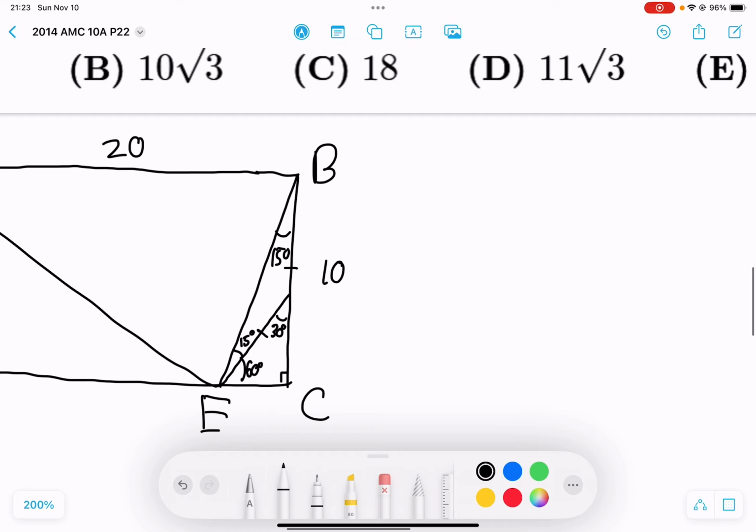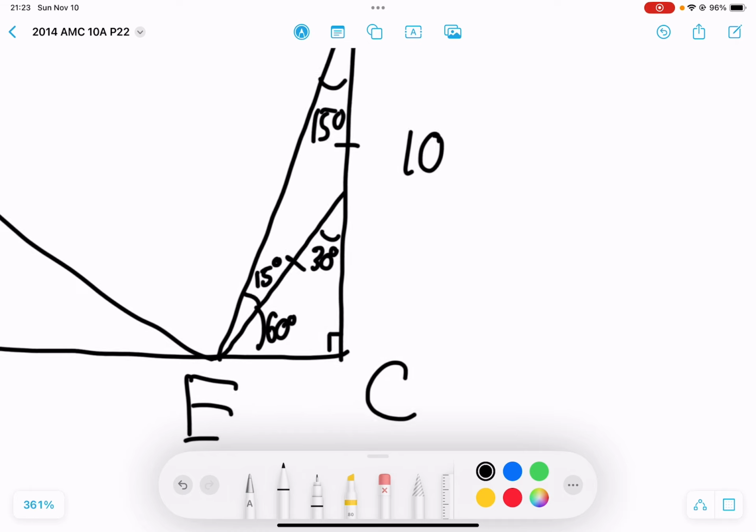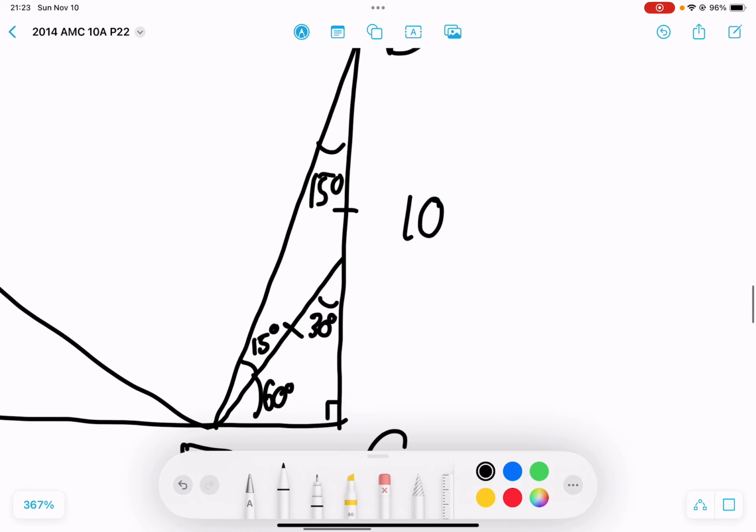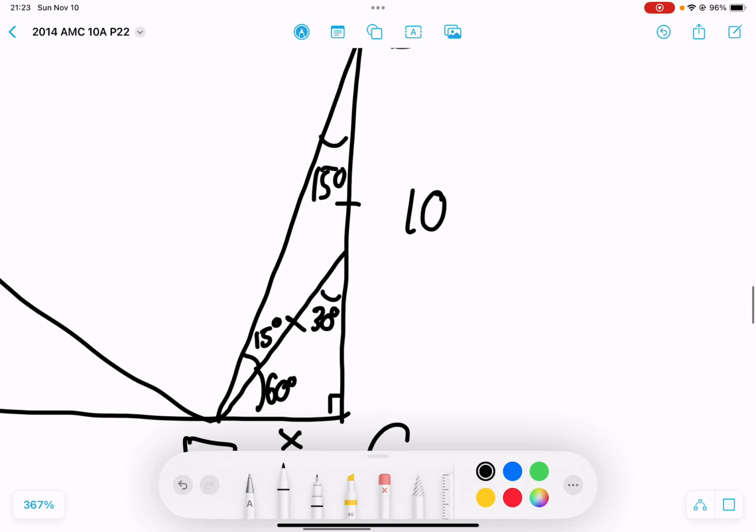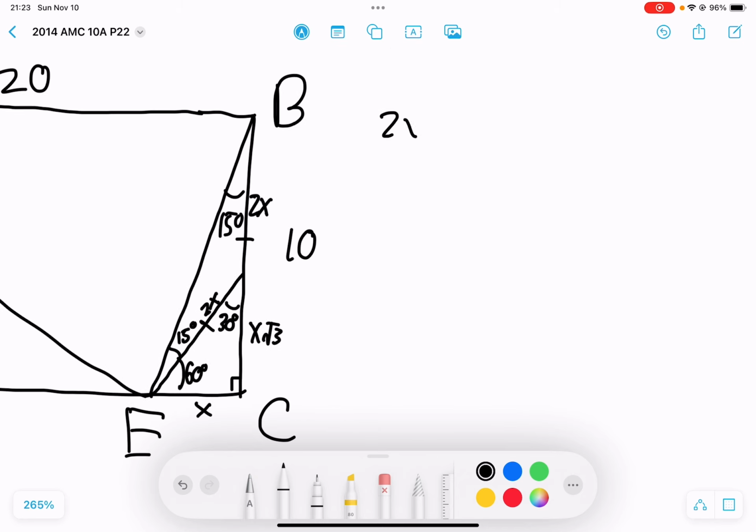Okay, well now we have the way to do this problem, and we want to solve for EC, right? Let's say EC is x, because that's what we want to know. Since this is a 30, 60, 90 triangle, the hypotenuse is 2x. So this side is also 2x, and the longer leg is x root 3. So now we know that 2x plus x root 3 is 10. So x is 10 over 2 plus root 3.